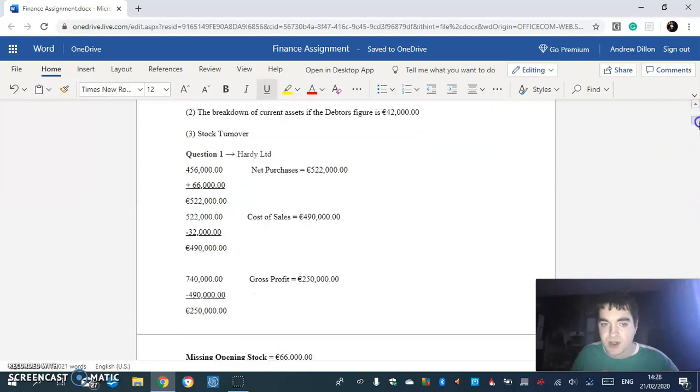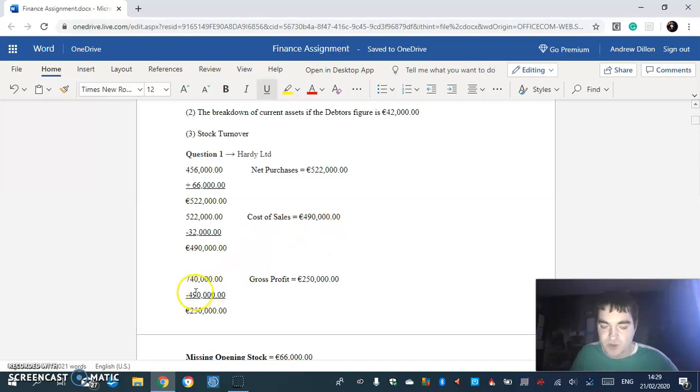This is where I start off with the first part, where I have to find the missing figures. First section, I have to add the purchases and the opening stock. The missing opening stock was 66,000, which says right here. And then the answer is going to be my missing net purchases, and that'll be going into my trading profit. Then the next one is to find my cost of sales. With that, I'll also go into my trading profit. It is my net purchases minus my closing stock, and I get 490,000.